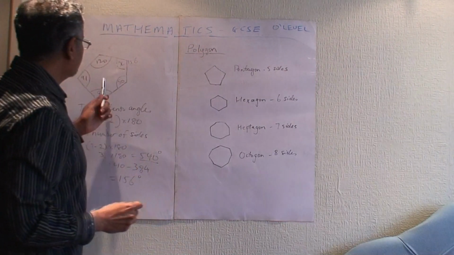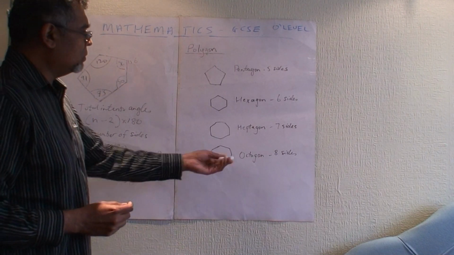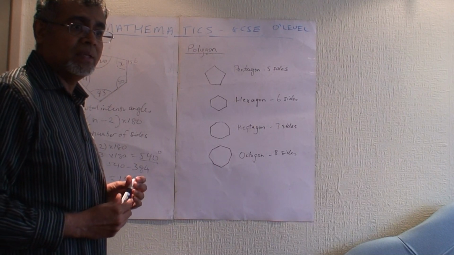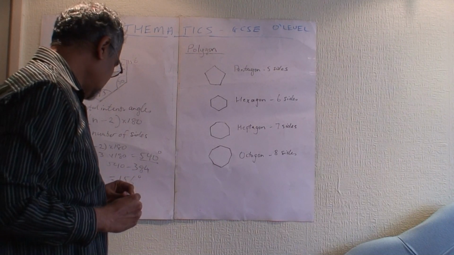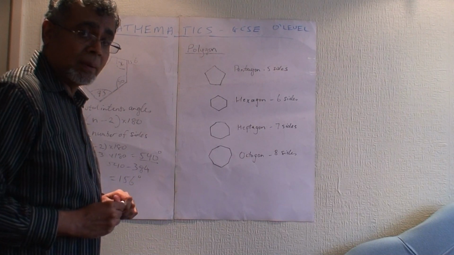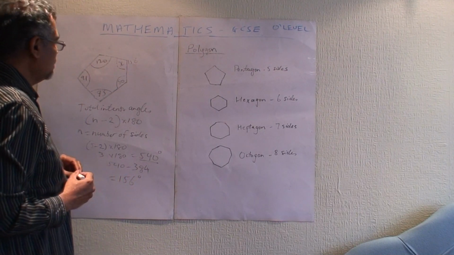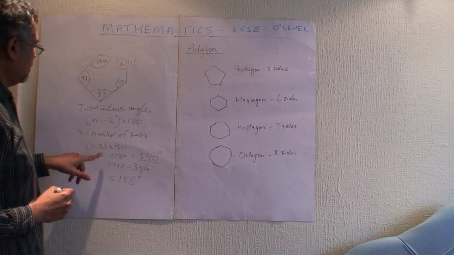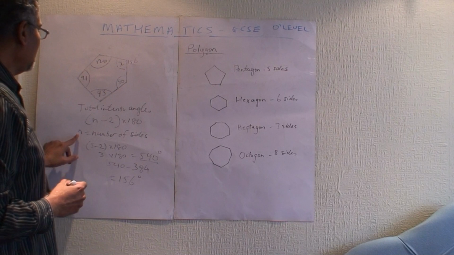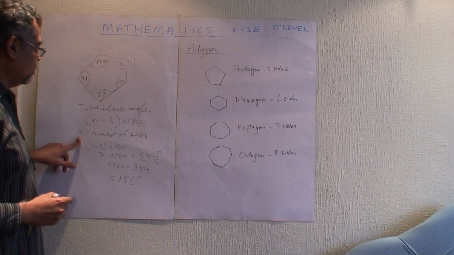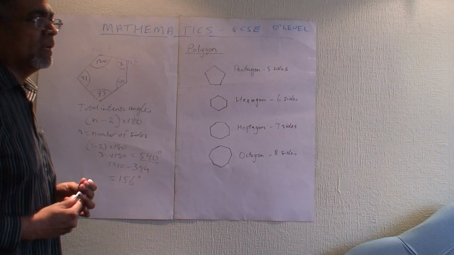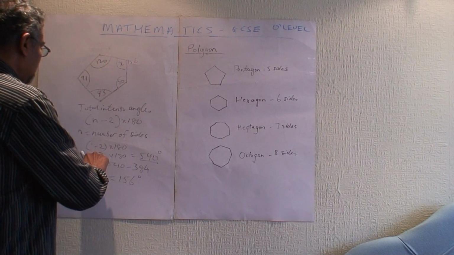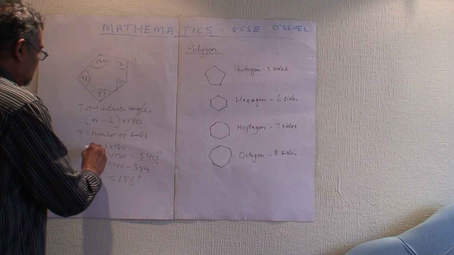Now, what if we have a figure with maybe 14 sides, for instance? How are you going to find the sum of the interior angles? Well, what we do is we say that n, the number of sides, will be 14.